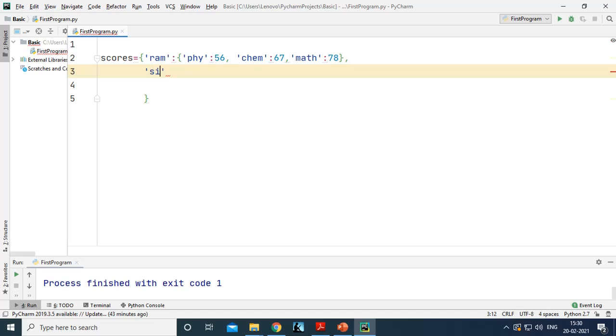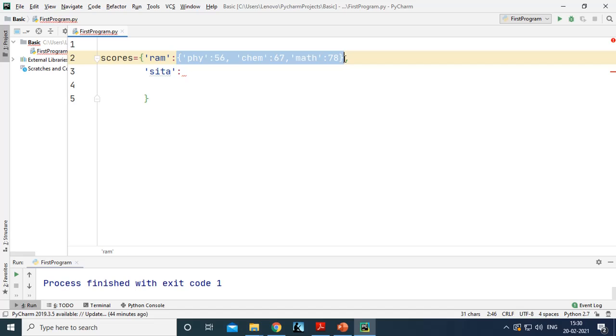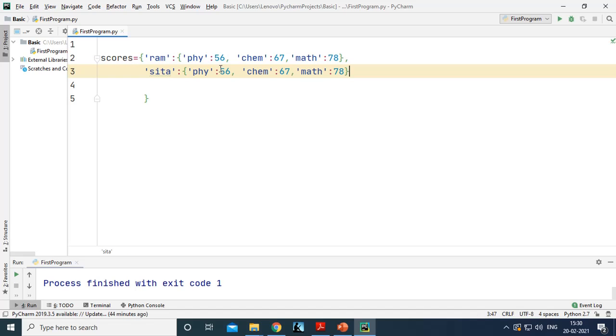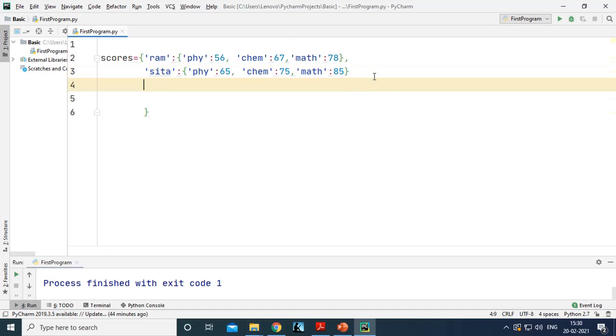Now the second student. I am taking some random names, and again its value will also be a dictionary with the marks of physics, chemistry, and maths. Suppose the marks are different. So this is the second student of the class, and this is the third student of the class, and she has some marks like this. In this way the original dictionary will look.